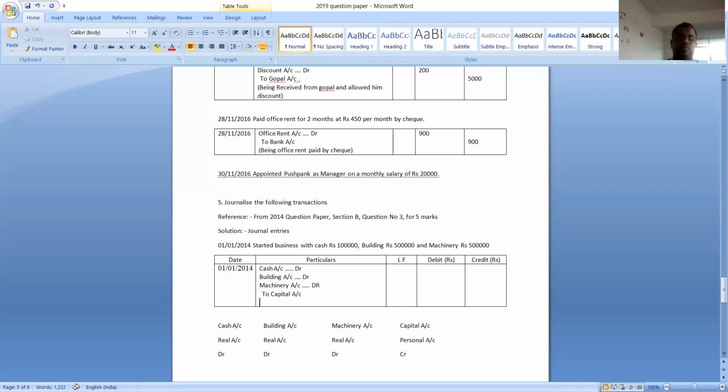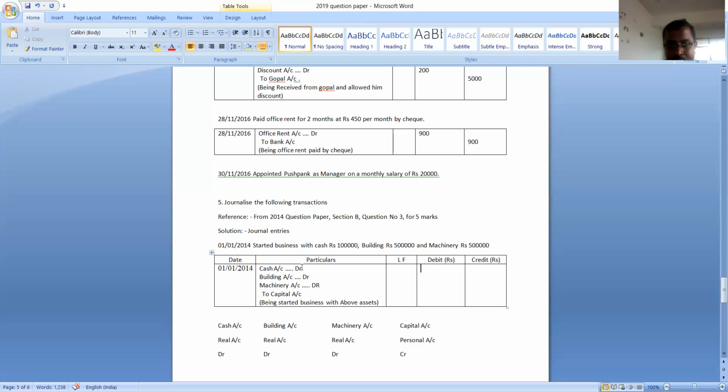Okay. What is the narration now? Narration is: being started business with above assets. It is the smart way of writing narration. Understood? Instead of writing being started business with cash, building, and machinery, all are assets, no? So just write: being started business with above assets. Okay, ledger folio column is nil, then the debit column.